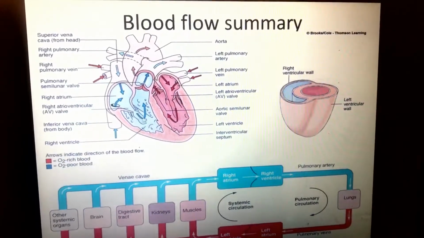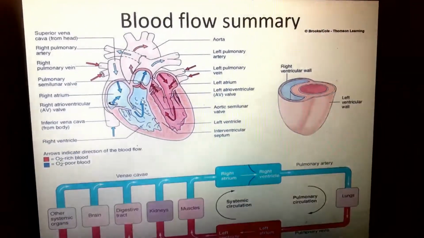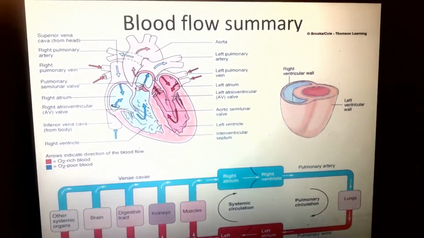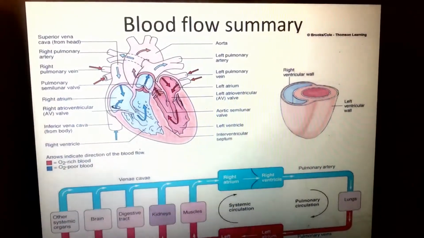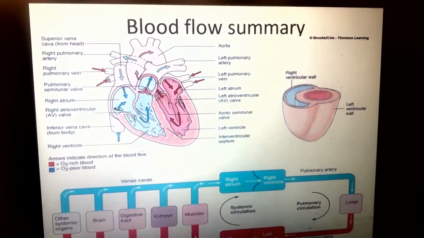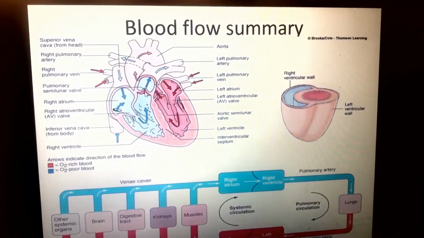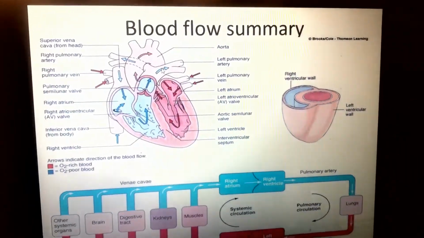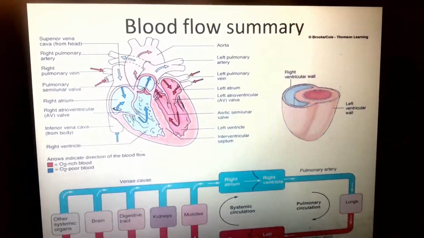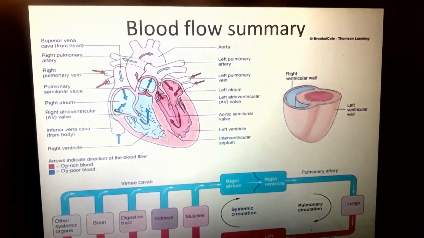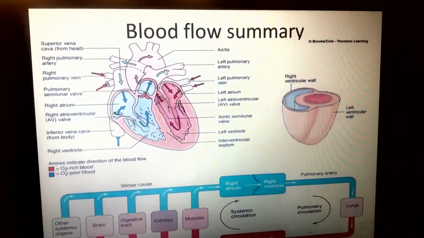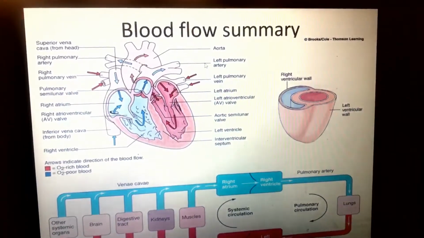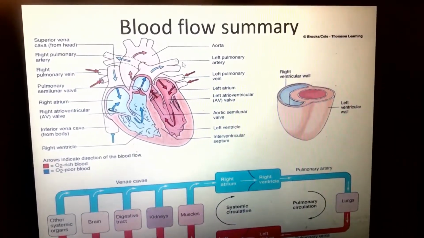Arriving in the right ventricle, when the right ventricle contracts, here we have the other valve. This is the pulmonary valve. The pulmonary valve now opens and allows the blood to enter into the pulmonary artery. Remember that the blood is unoxygenated. It goes to the lungs to take oxygen.